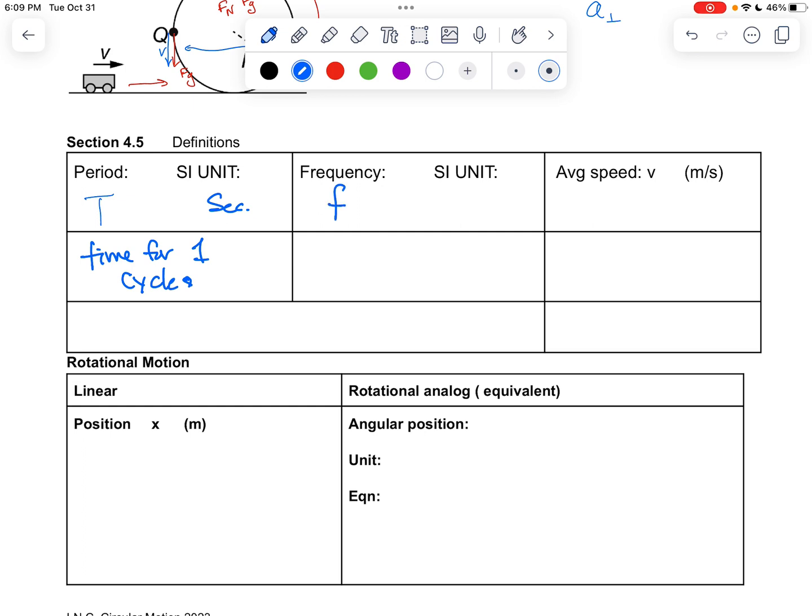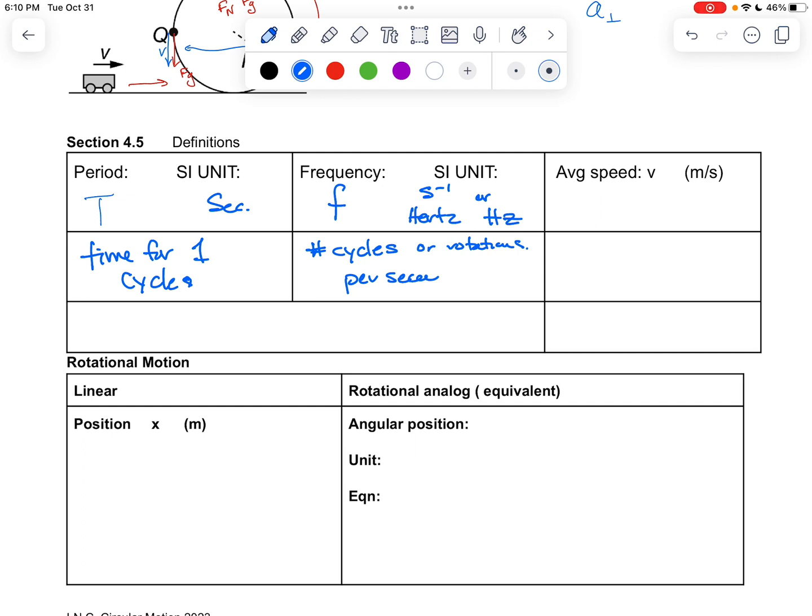Frequency, we use the same letter that we use for the force of friction, F. So this is context clues. You have to look at the problem to realize if it is F for frequency or F for friction. But frequency is the number of cycles per second, so how frequently something rotates. Cycles or rotations or revolutions, any of those words, per second. The SI unit is inverse seconds, or sometimes you'll see it written as hertz, abbreviated Hz. So that is an inverse second.